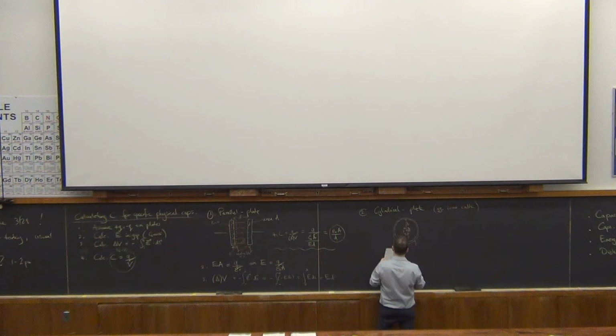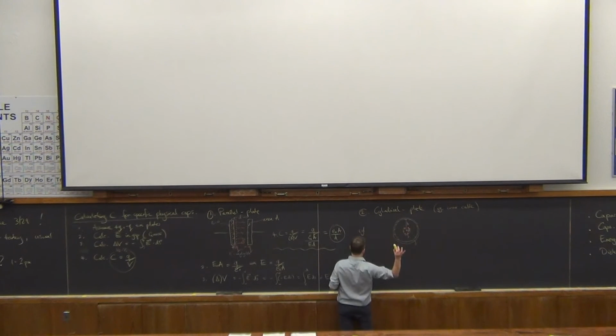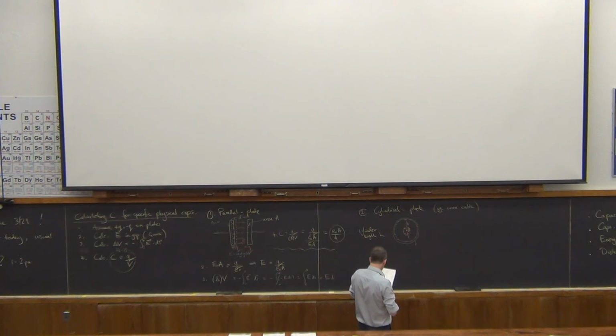Okay. I'm going to say that the whole cylinder has a length in that direction of, let's call it big L. So L is into and out of the plane of the chalkboard here. All right, so I've done step one. I've assumed plus minus Q on the plates.